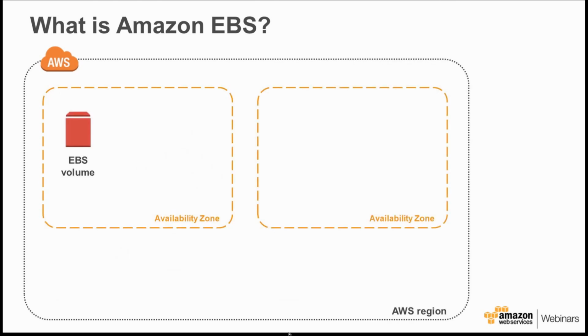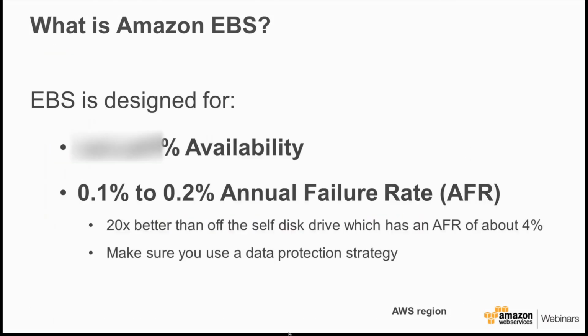Amazon EBS volumes are automatically replicated to protect you from the failure of a single component. So what does that get you? Well, this enables EBS to have volumes that are designed for 5 nines of availability and an annual failure rate of between 0.1 and 0.2%. What does availability mean? Well, EBS is designed such that you can access your data on the volume 99.999% of the time of the year, which means only about 5 minutes per year you may not be able to access your volume data.